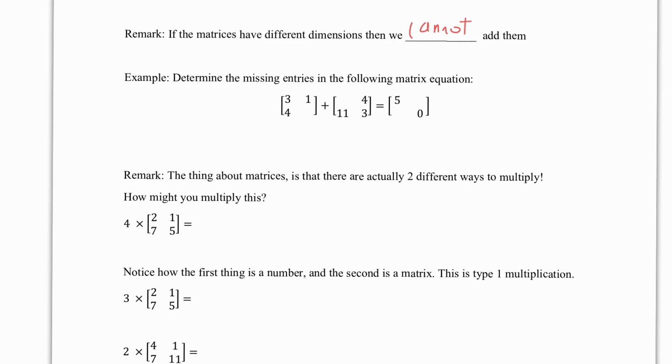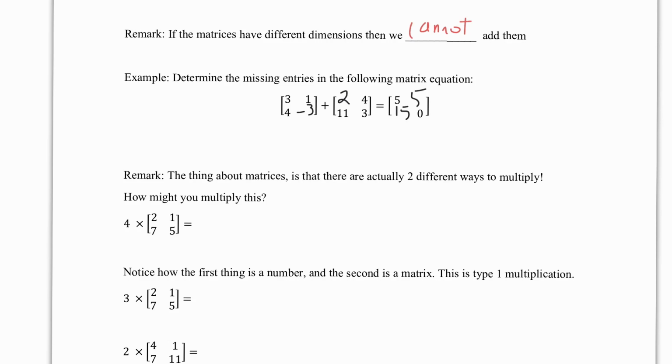All right, well, it looks like this should be a 2 here because 3 plus 2 should give us 5. Now 1 plus 4, that's obviously 5 as well. Over here, 4 and 11 will be 15. And working backwards here, something plus 3 gives 0. That will be negative 3.